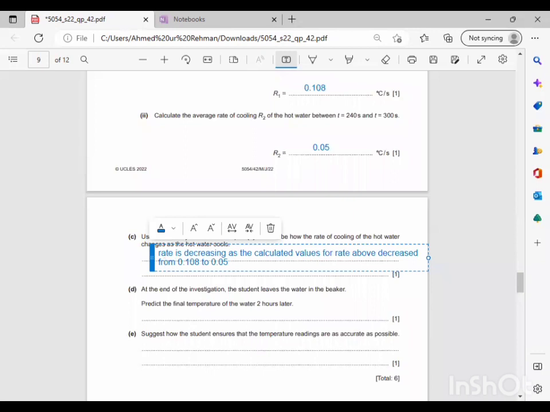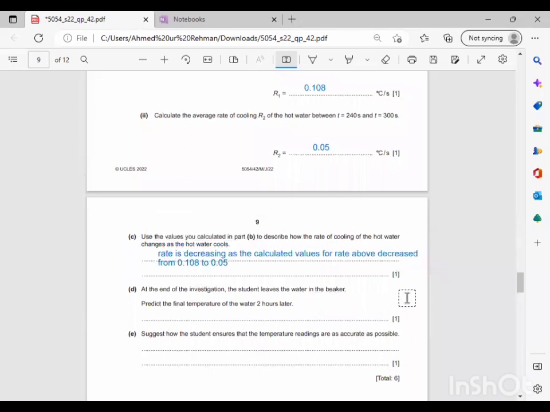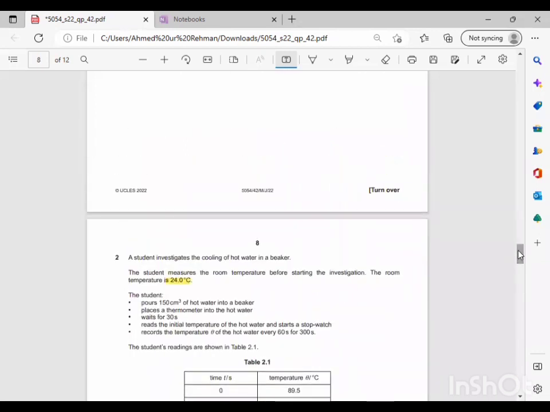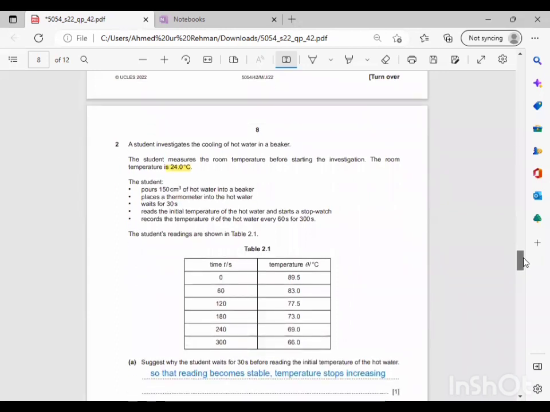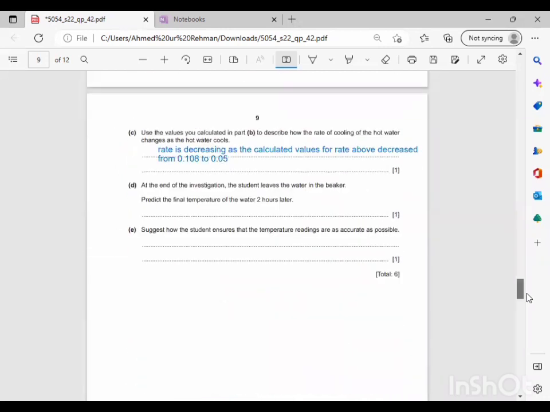At the end of the investigation, student leaves the water in the beaker, predict the final temperature. So very easy. If you leave something for a very long time, what happens? It eventually reaches room temperature, right? And room temperature is already written here. So what is its final temperature going to be? 24, right?